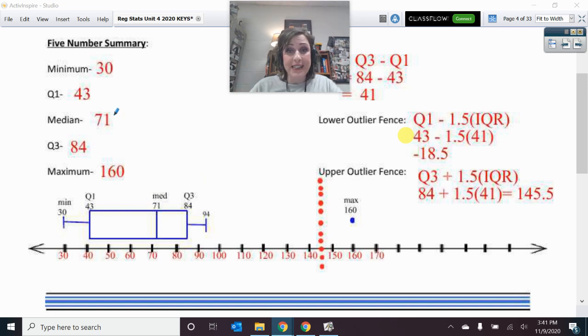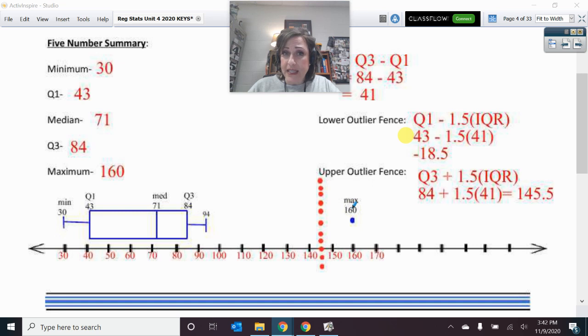Scale, box, fences. So there's no negative 18.5 showing up on the grid. You don't have to have your fences on the graph, just as long as your data is on there. And so this fence is on there at 145 because my data piece 160 is above that. Okay, so that shows up there. So scale, box, fences, whiskers. So we got our fences, and then I put that outlier out there.